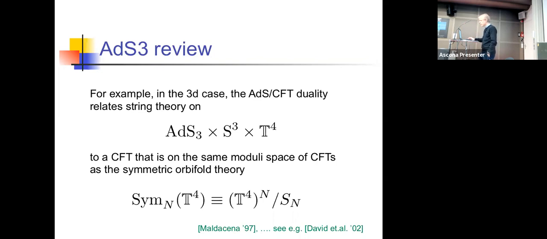And the symmetric orbifold theory is just the theory T4 to some nth power divided by the symmetric group. So this is a specific conformal field theory. And the statement is that this specific conformal field theory has many marginal operators. So it sits at some point in a moduli space of conformal field theories. You can perturb it and walk around this moduli space. And any point in this moduli space is dual to some string background in AdS3 cross S3 cross T4 and conversely. So there's a one-to-one correspondence between string theories on AdS3 cross S3 cross T4 and a conformal field theory that lives somewhere on this moduli space.